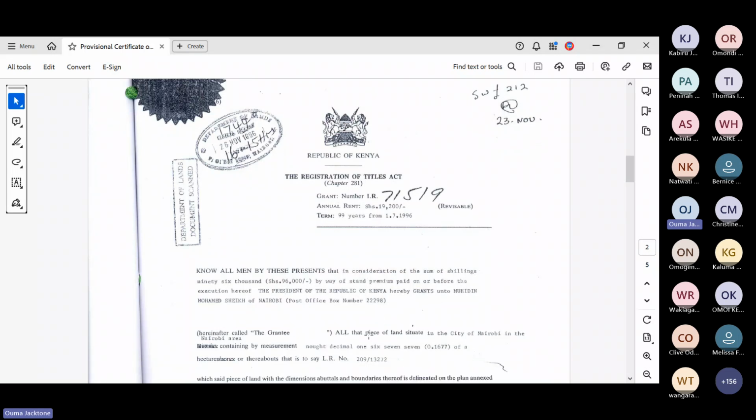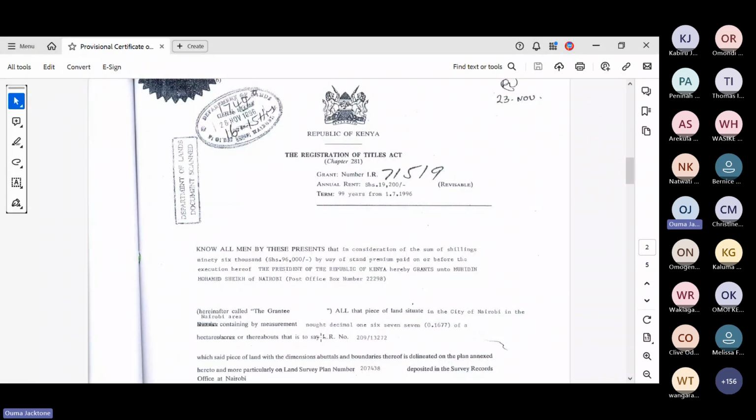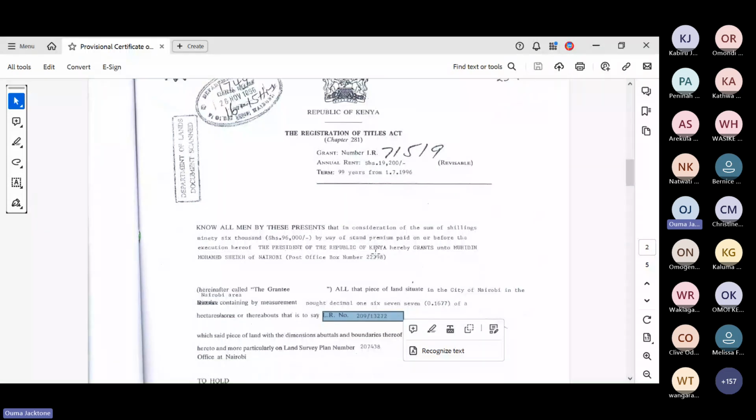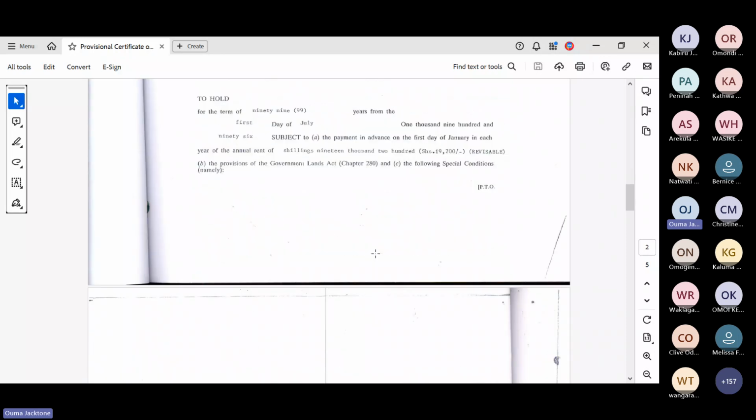So you can see it is an LR here with an IR. I don't know whether you can see this. Let me highlight the LR there for you. Can you see it now? Some of these titles are very, very old titles that were issued in the 1990s. Yes, so it is an LR there with an IR. This is how these titles look.